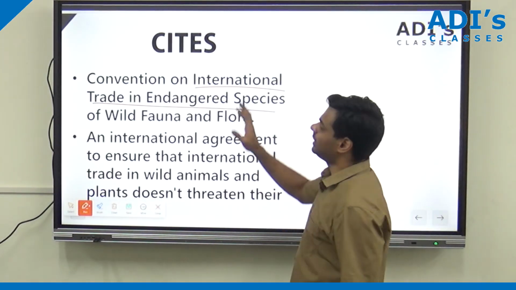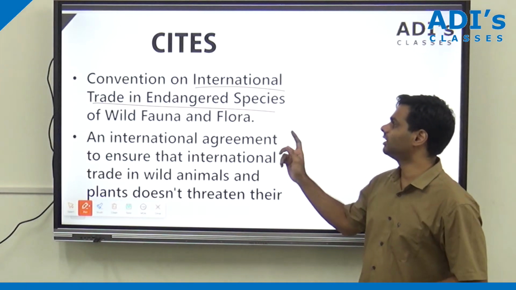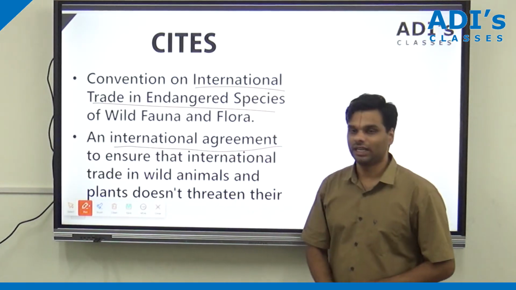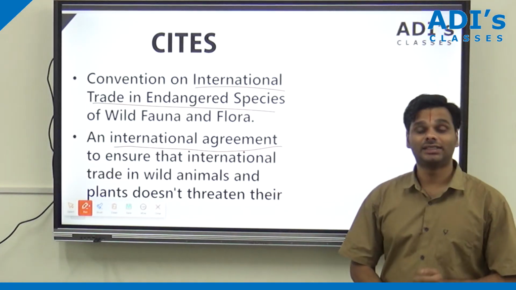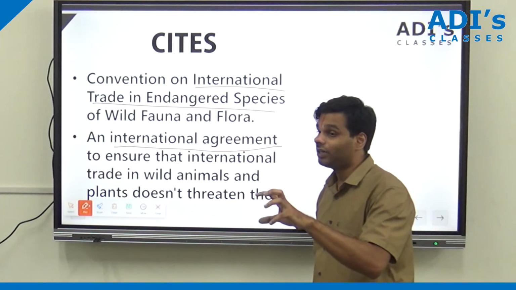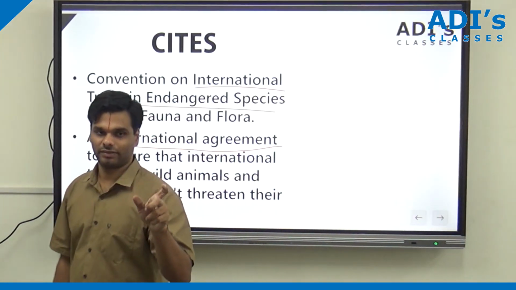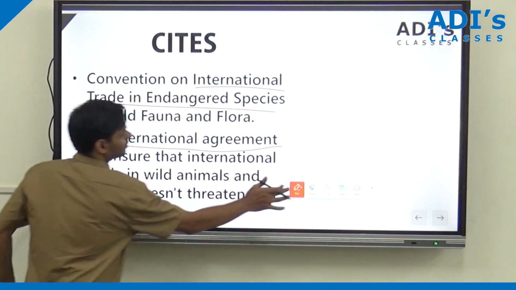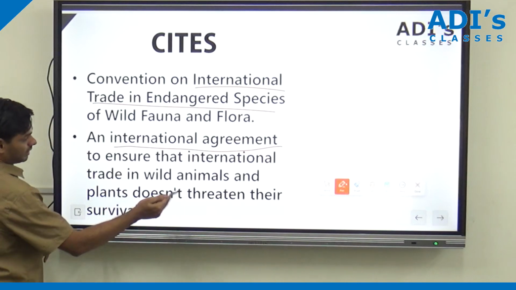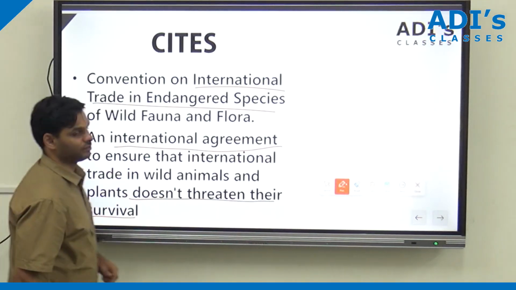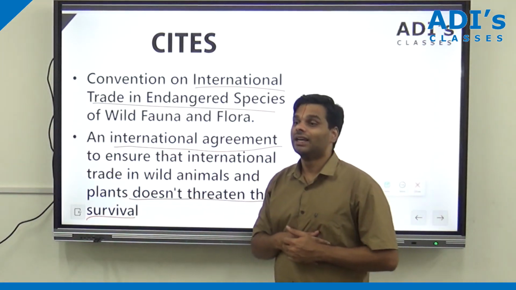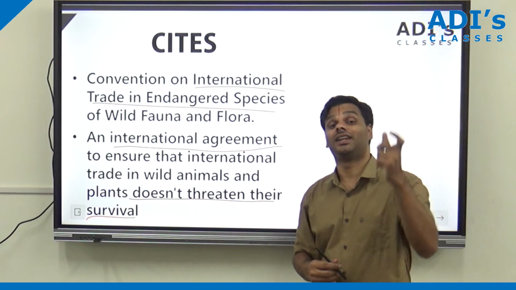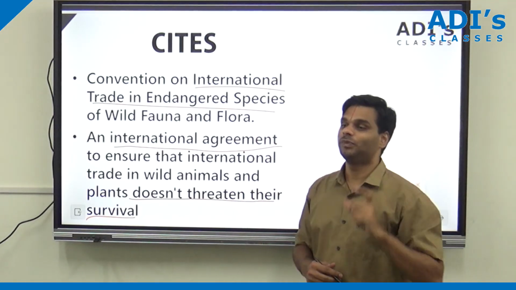CITES means Convention on International Trade in Endangered Species of Wild Fauna and Flora. It's an international agreement to ensure that trade in wild animals and plants doesn't threaten their existence. It's very important to see the wording whenever we are talking about definitions. It says doesn't threaten their survival. It is not saying there is a ban. The treaty says that international trade should not threaten the survival of these species.